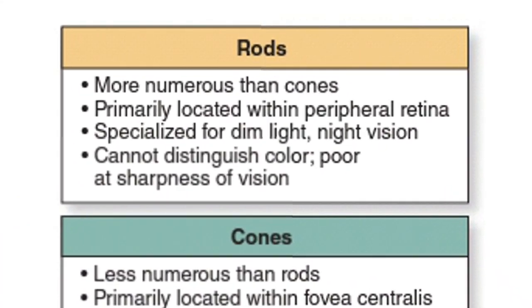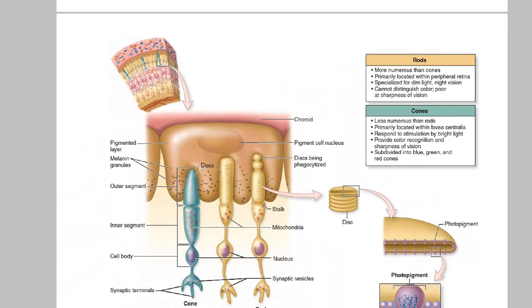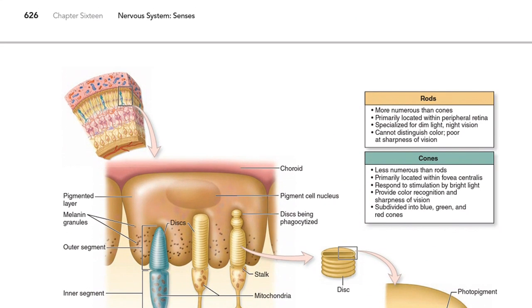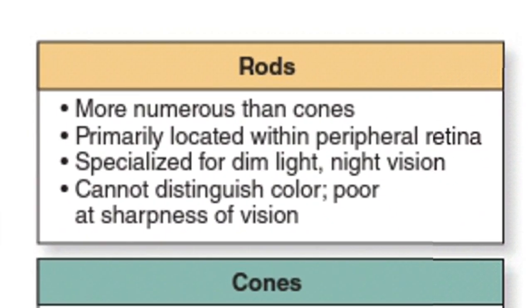So some information regarding the rods. Rods are more numerous than the cones, so in our eye more rods are present in comparison with the cones. Rods are primarily located in the peripheral retina, specialized for dim light night vision. Rods cannot distinguish color and are poor at sharpness of vision.